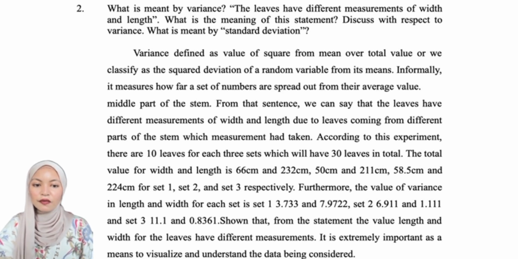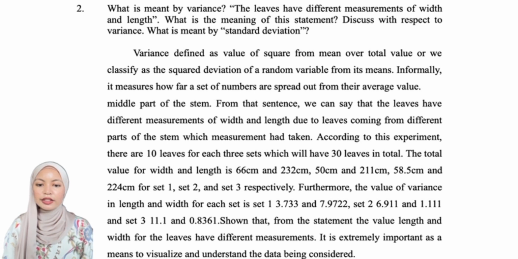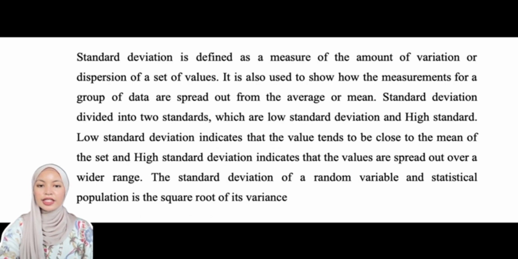According to this experiment, there are 10 leaves for each of the 3 sets, which makes 30 leaves in total. The total values for width and length are 66 cm and 232 cm, 50 cm and 211 cm, 58.5 cm and 224 cm for set 1, set 2, and set 3, respectively. Furthermore, the variances in length and width for each set are: set 1, 3.733 and 7.972; set 2, 6.911 and 1.111; and set 3, 11.1 and 0.8361. The standard deviation is defined as a measure of the amount of variation or dispersion of a set of values.